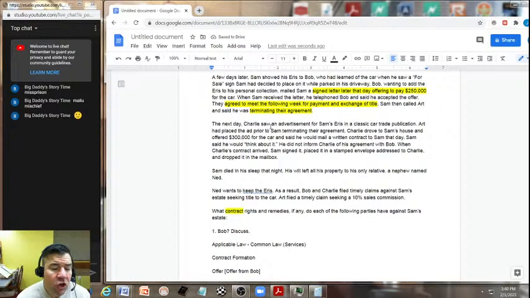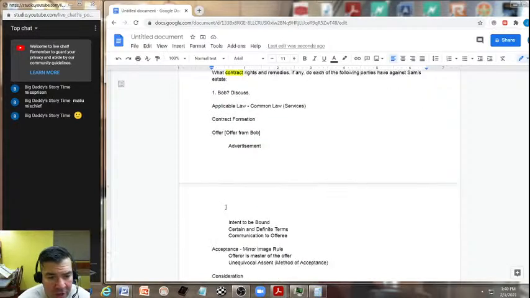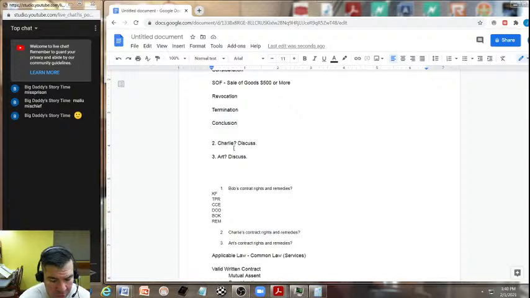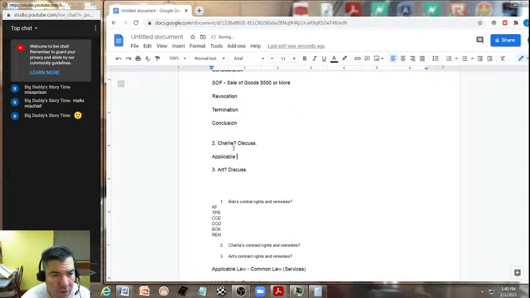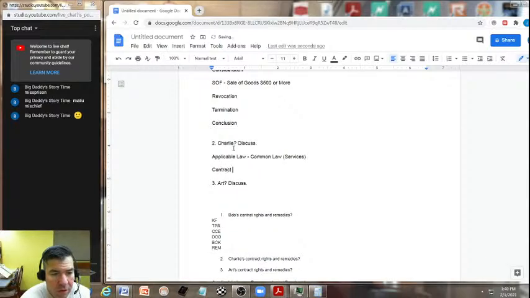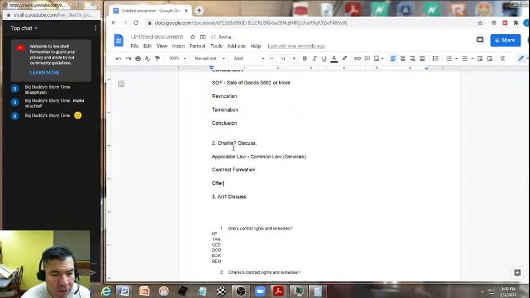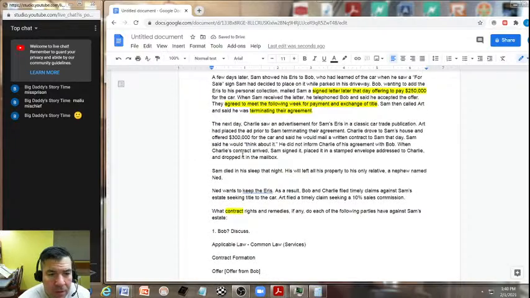Okay, right here. The next day, Charlie saw an advertisement for Sam's Heiress in a classic car trade publication. Okay, down here we have very similar applicable law, common law, services, contract formation, offer, and this would be the advertisement aspect. Okay. Then Art had placed the ad prior to Sam terminating their agreement.